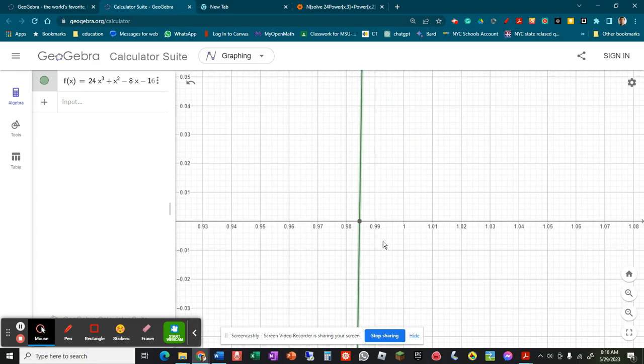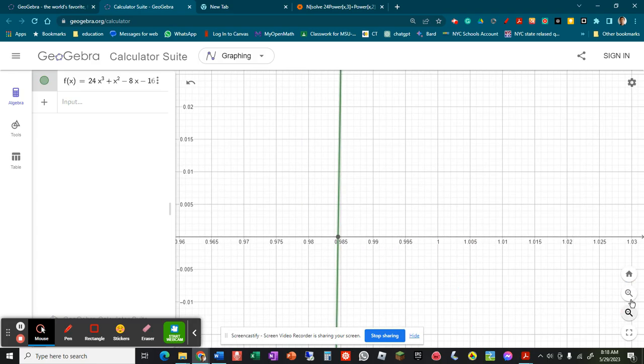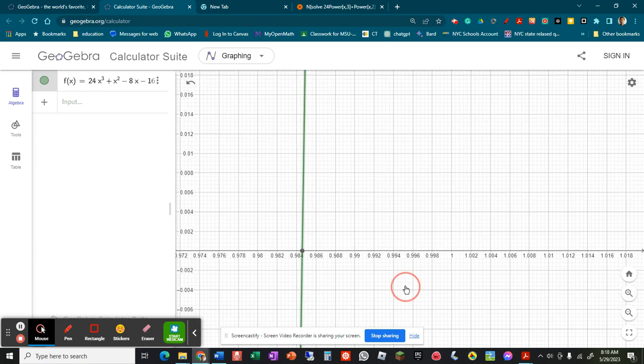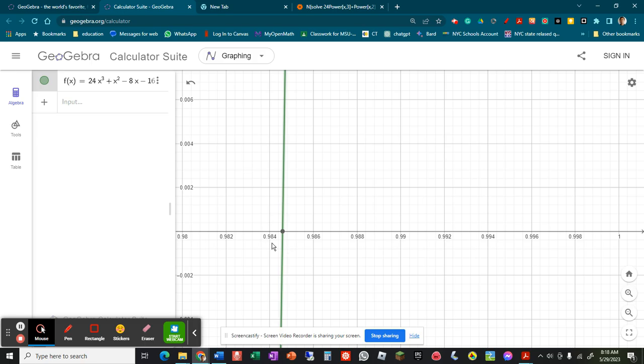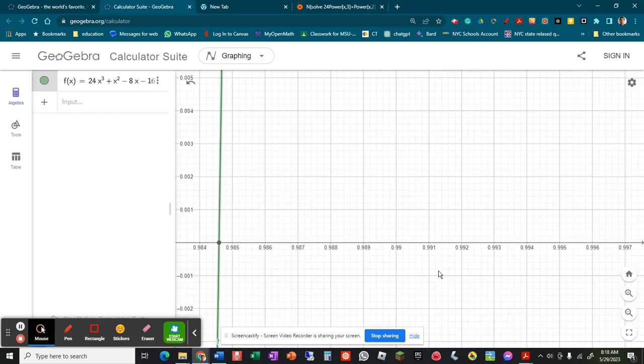And you can get some approximate idea, right? When you zoom in more, and there's a limit how much GeoGebra can zoom in, but you can approximate, right? So it's more than 0.984 and less than 0.986. It's probably close to 0.9843, something like that. Okay, but at least you have some approximation.